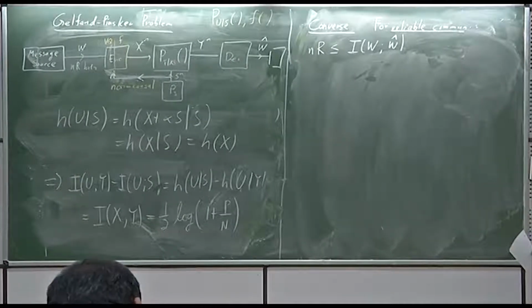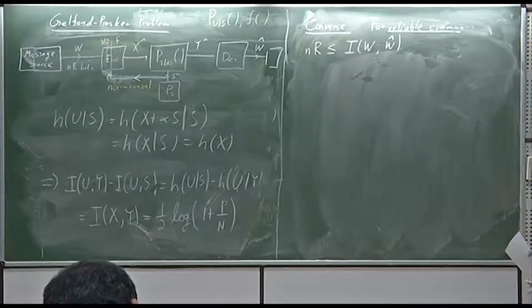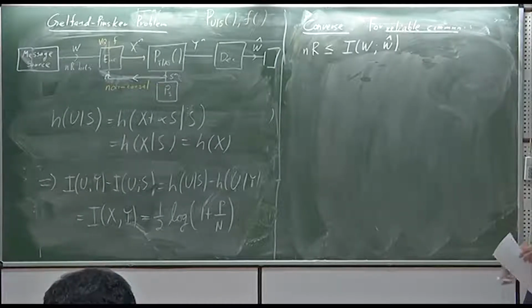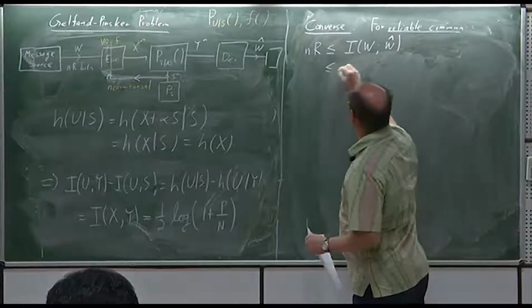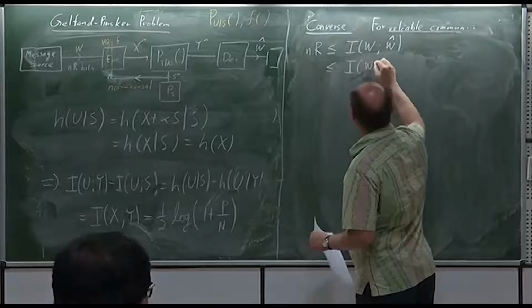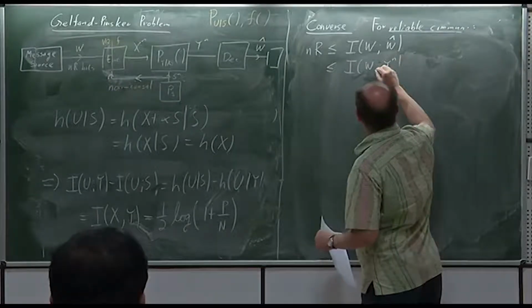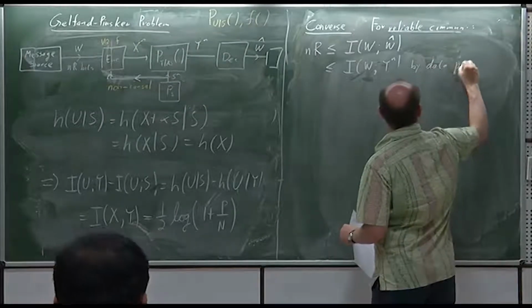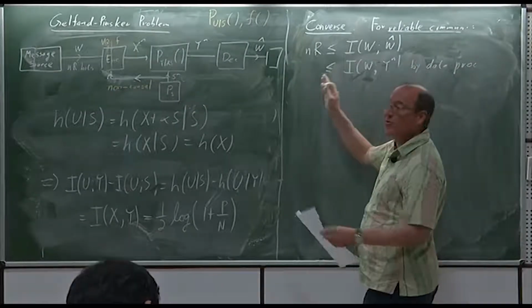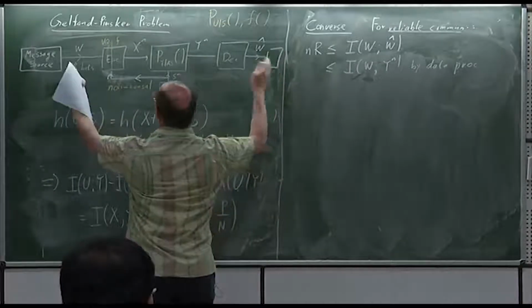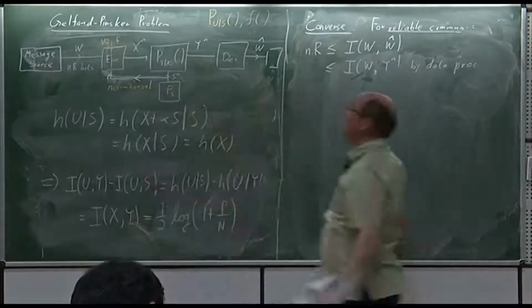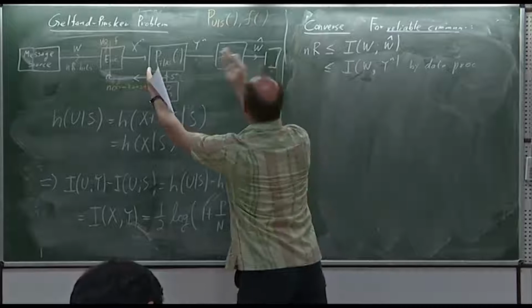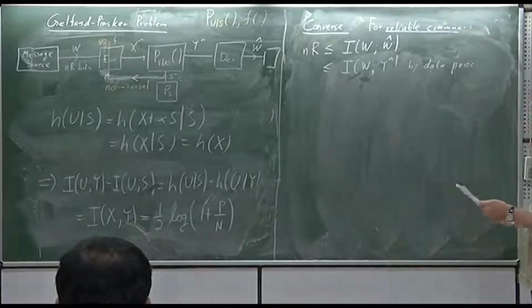Now, we do the usual steps first. We're going to use the data processing inequality. This is less than I of W; y^n, by the data processing inequality. You know that. Mutual information between here and here is always less than between here and here, or between there and here and here, but we'll keep the W for the moment.